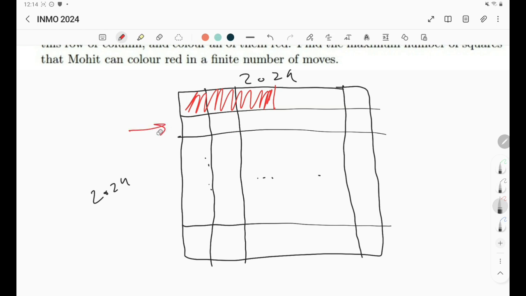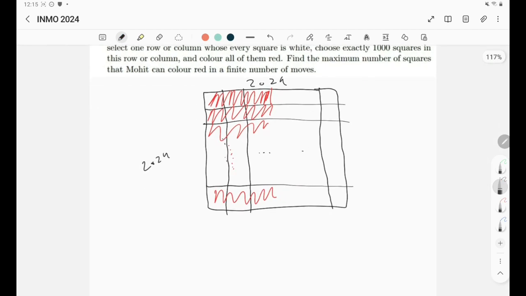We can also do the same thing for the second row, right? Choose 1000. Of course, our goal is not to make them random. Let's try to make them under the same thing. Okay, if we do this for all of them, then now we've colored actually how many? 2024 times 1000, right? So far 2024 times 1000. Very good. Now of course we cannot choose any row anymore.